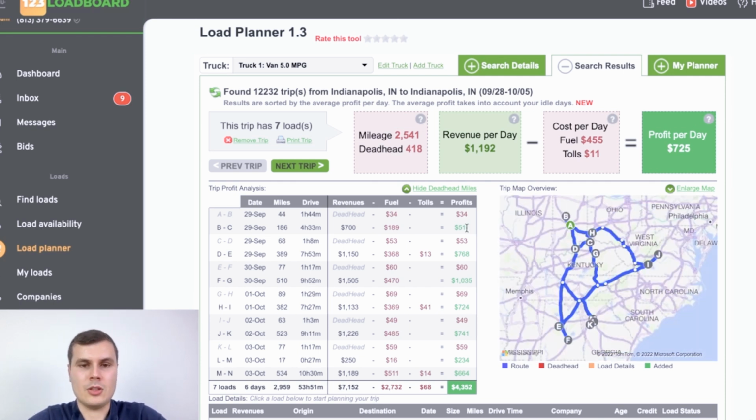Okay, there you go. So what did it provide? This trip has 7 loads. Wow. Mileage 2,541 miles. The total deadhead is 418. Revenue per day $1,192. Fuel cost per day $455. So that's taken from my miles per gallon fuel consumption. And total cost of tolls per day is $11. So the profit per day is $725. It's actually not so bad.